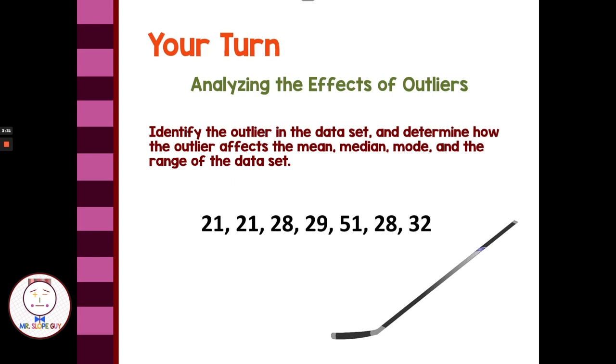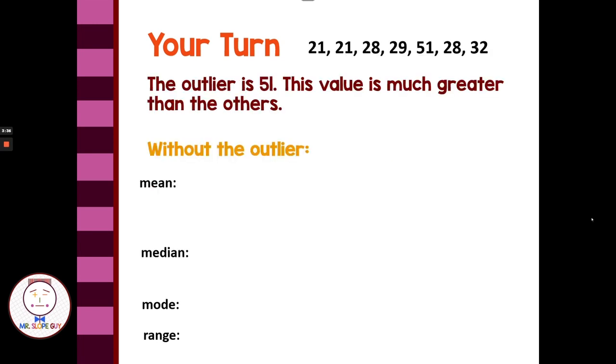All right, welcome back. So let's go through and find these. So we have without the outlier. The outlier is 51. This value is much greater than the others. So 51 really stands out. We don't even have anything in the 40s. We have a low 30, but 51 is much higher than the rest.